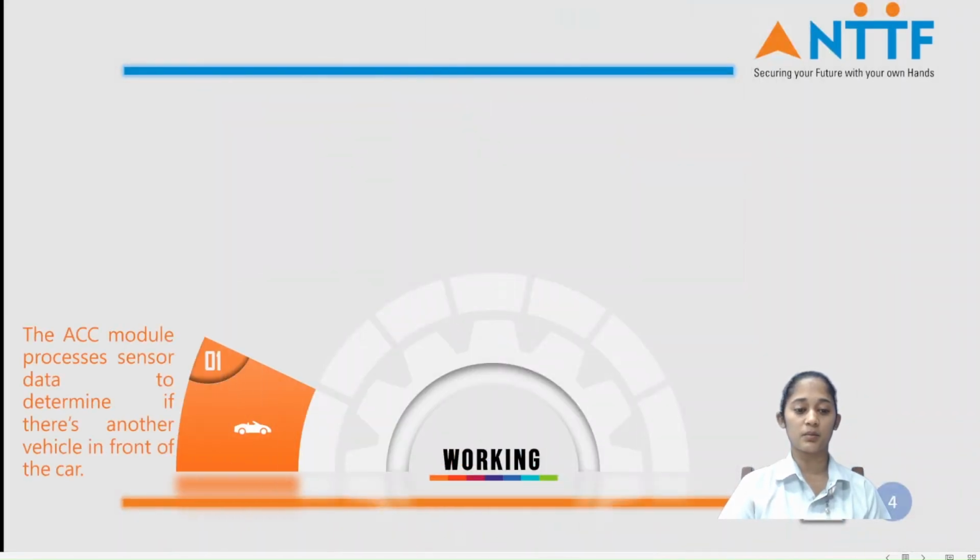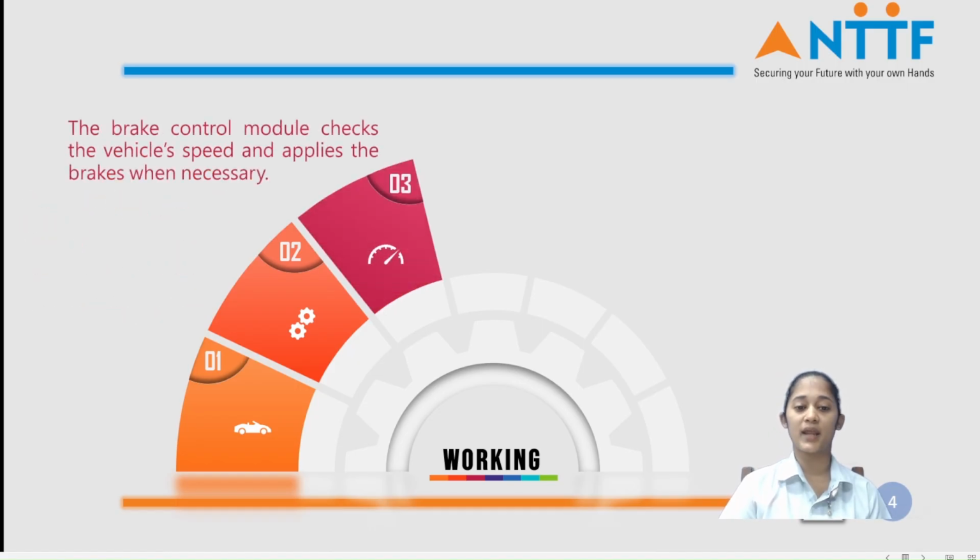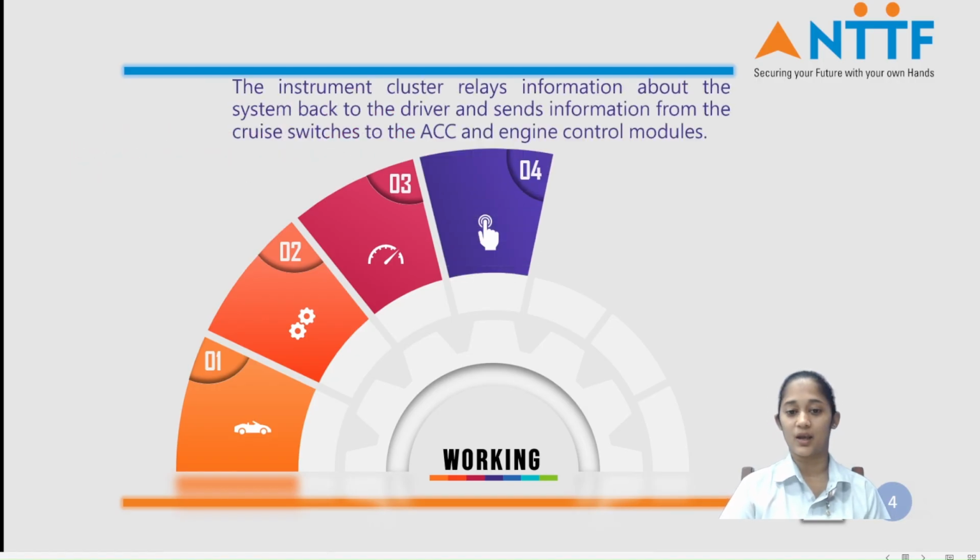Next is the working part. The first is the ACC module processor, which processes the vehicle in front of it. Second is the engine control module, which regulates the engine throttle according to the data given from the ACC module. Next is the brake control module. It checks the vehicle speed and applies the brake accordingly. Next is the instrument cluster relay. It is basically a display which displays the speed, brake, battery, everything.